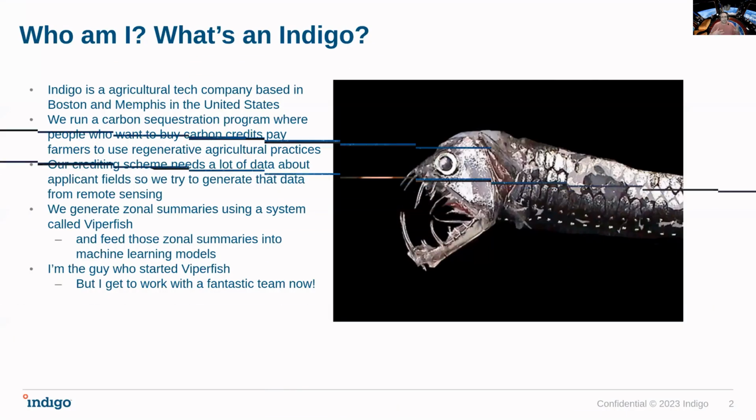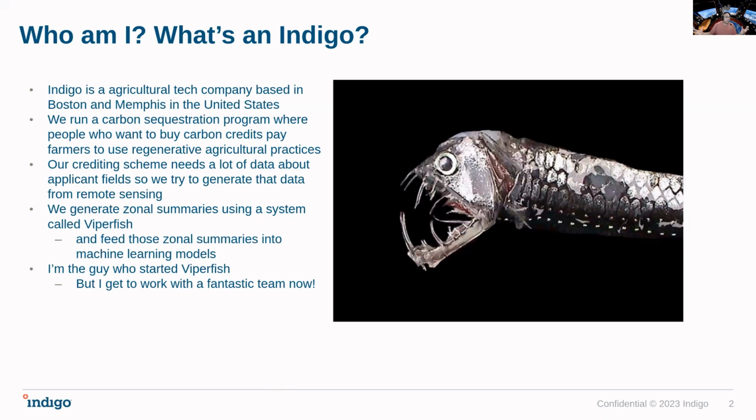I'm going to be talking about the work I do at Indigo Ag. We're an agricultural tech company in the United States, in Boston and Memphis. And we run a carbon sequestration program where we effectively connect people who want to buy carbon credits with farmers who want to be paid to basically use regenerative practices that allow them to accumulate carbon in the soil.